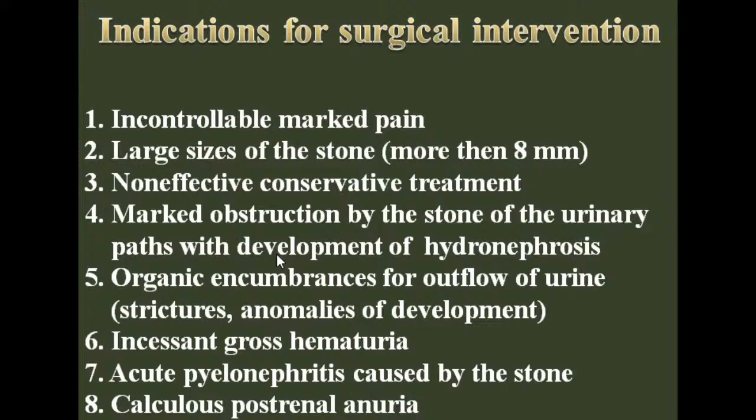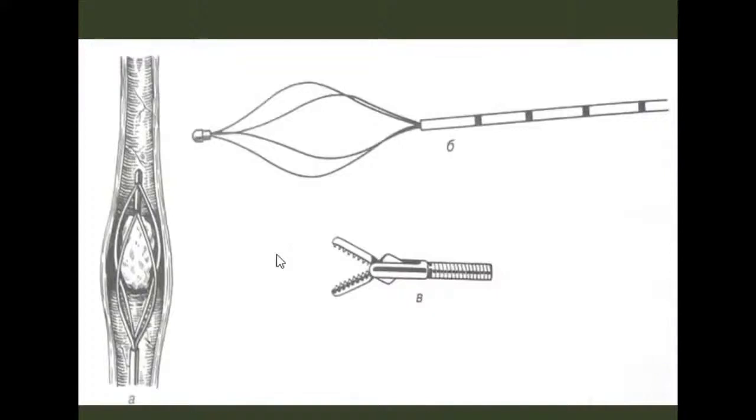And if these actions are also non-effective, sometimes we must perform either open operative treatment or instrumental endoscopic treatment, sorry. Well, this picture demonstrates the Dormia basket. On the left picture, you can see a stone fixated by this basket, and a picture of the basket. When this basket is in the catheter, we insert the catheter up past the stone, we push the basket and it opens up around the stone.